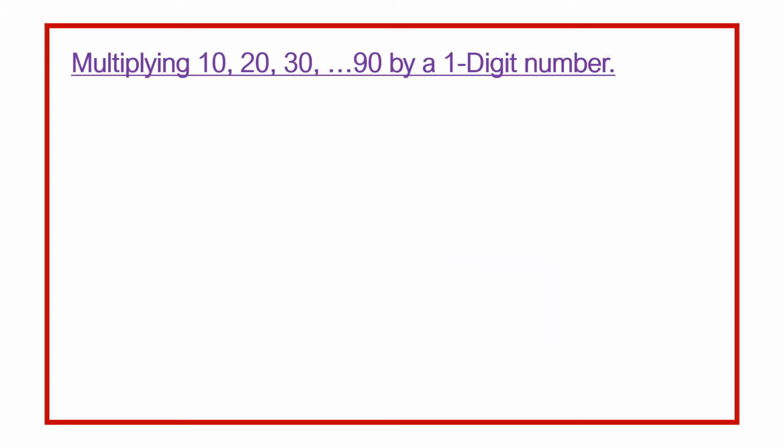So now I believe that all of you can remember how to multiply using repeated addition and multiplication tables. In today's lesson, we will multiply 10, 20, 30, up to 90 by a one-digit number. So the numbers that we are going to be using will have a 0. For example, 10, 20, 30, 40, 50, up to 90.